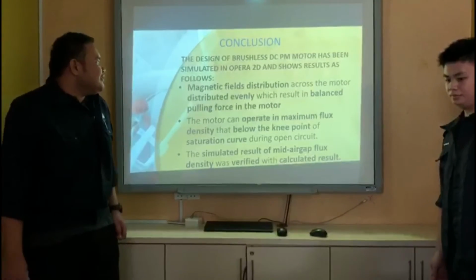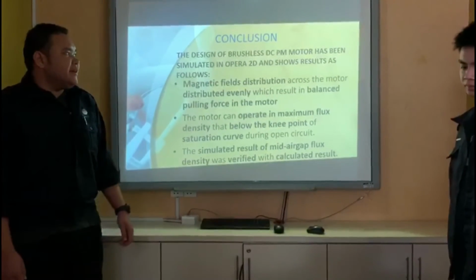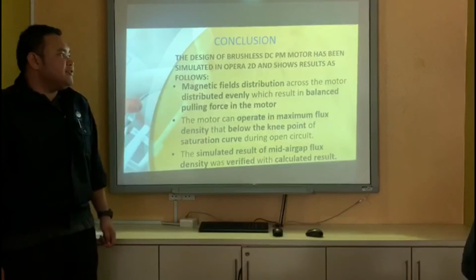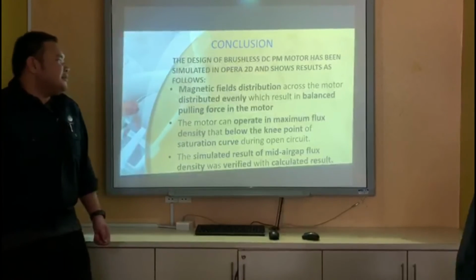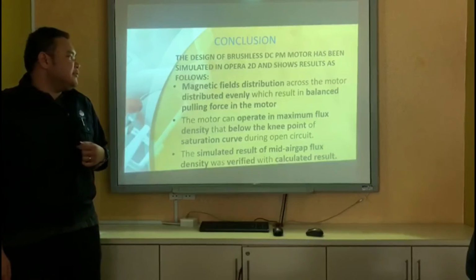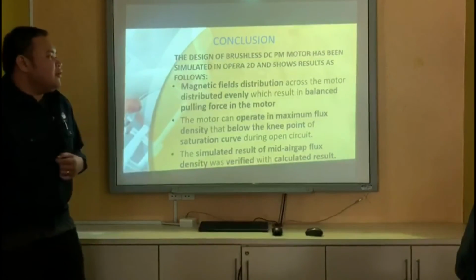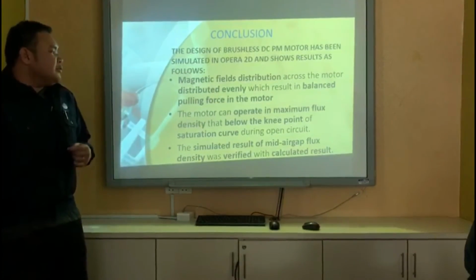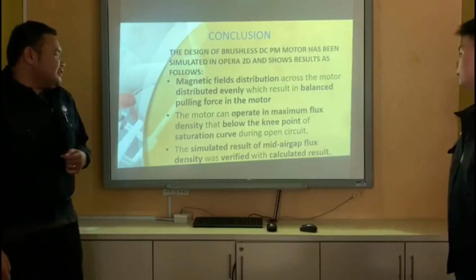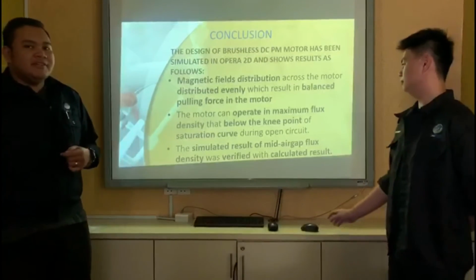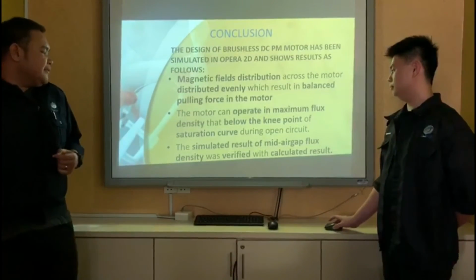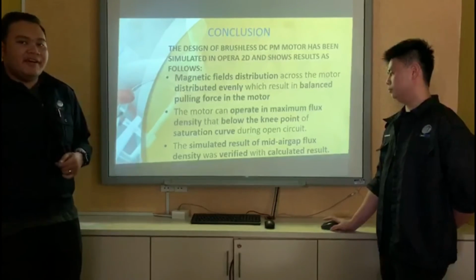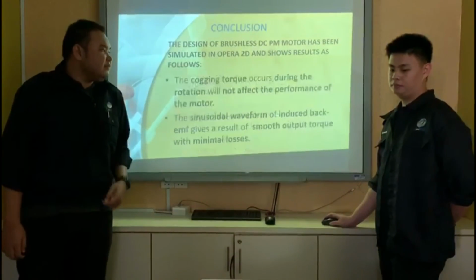Okay, for the conclusion, the design of the brushless DC permanent magnet motor has been simulated in Opera 2D software and shows results as follows. The magnetic field distribution across the motor is distributed evenly, which results in balanced pulling force in the motor. The motor can also operate at maximum flux density that is below the knee point of the saturation curve. During open circuit, the simulated result of mid-air gap flux density was verified with the calculated result.